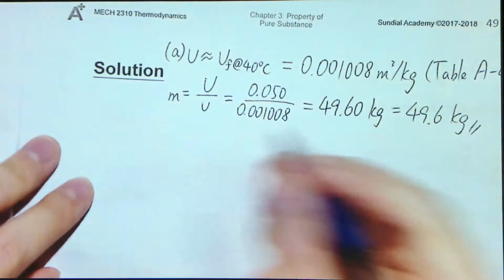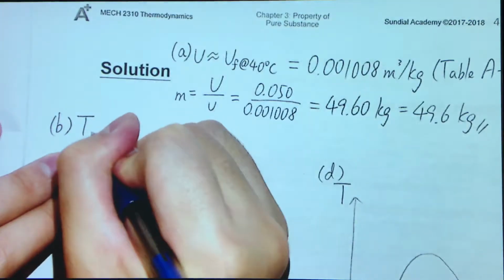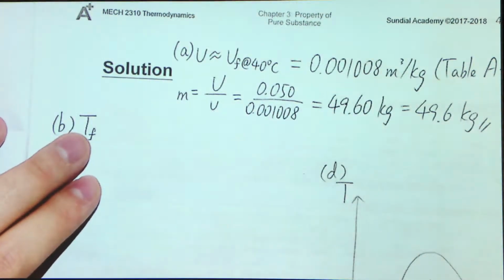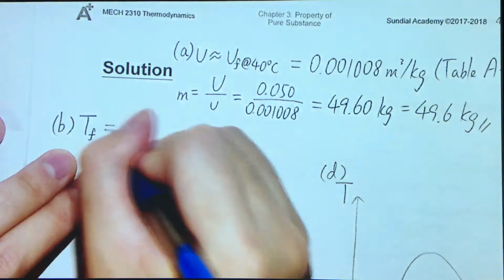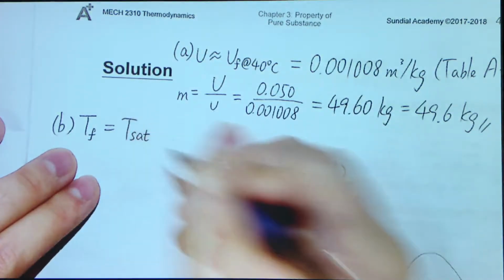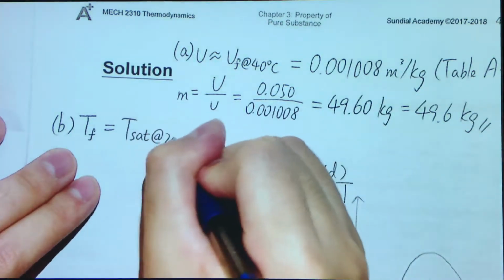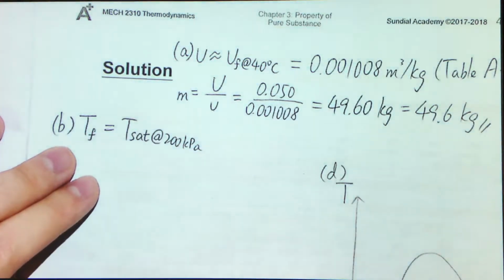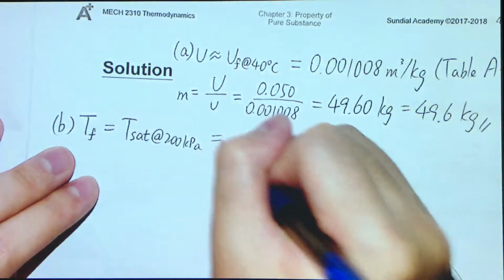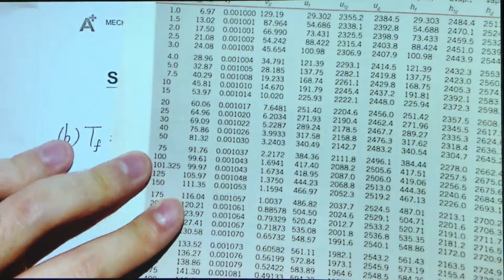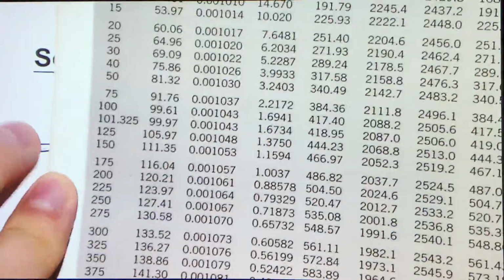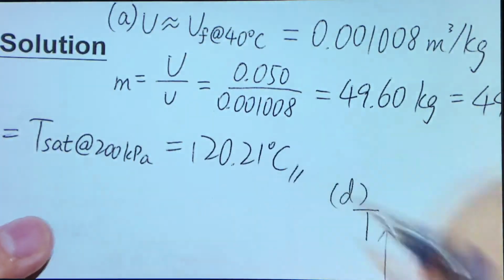Part B, we need to find out the final temperature. What's the final temperature? This F is not talking about saturated liquid state; it's just equal to final. The final temperature is the saturation temperature at 200 kilopascal, because it's a constant pressure process. So you just go to table A5, 200 kilopascal. Here we get 120.21 degrees C. Part B is done.